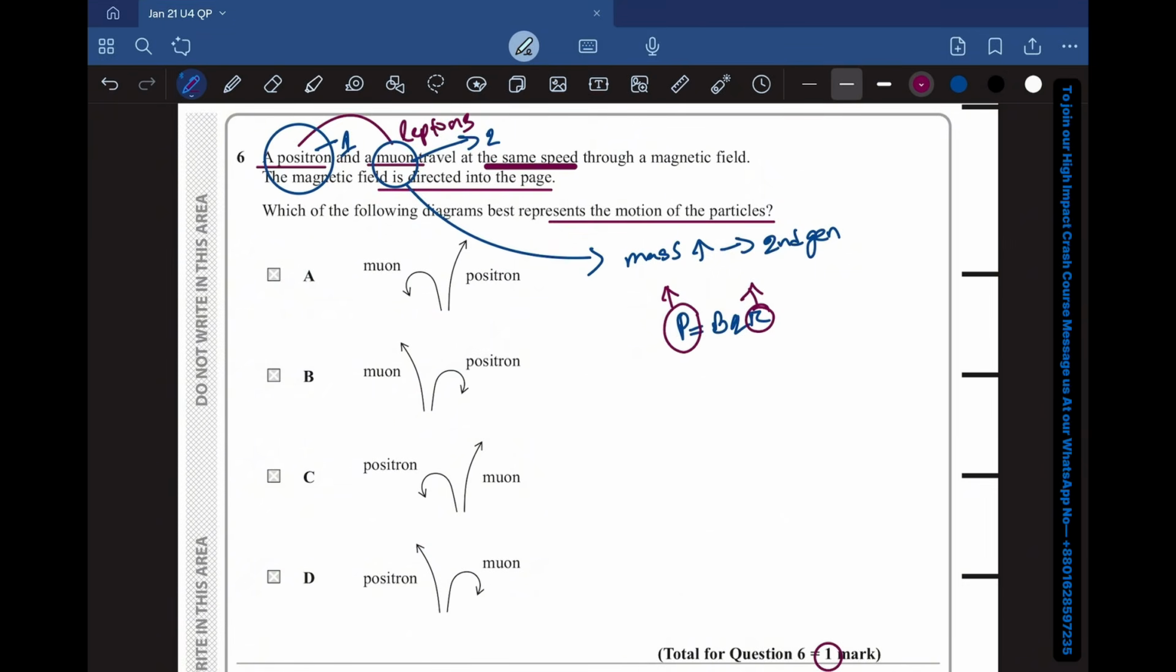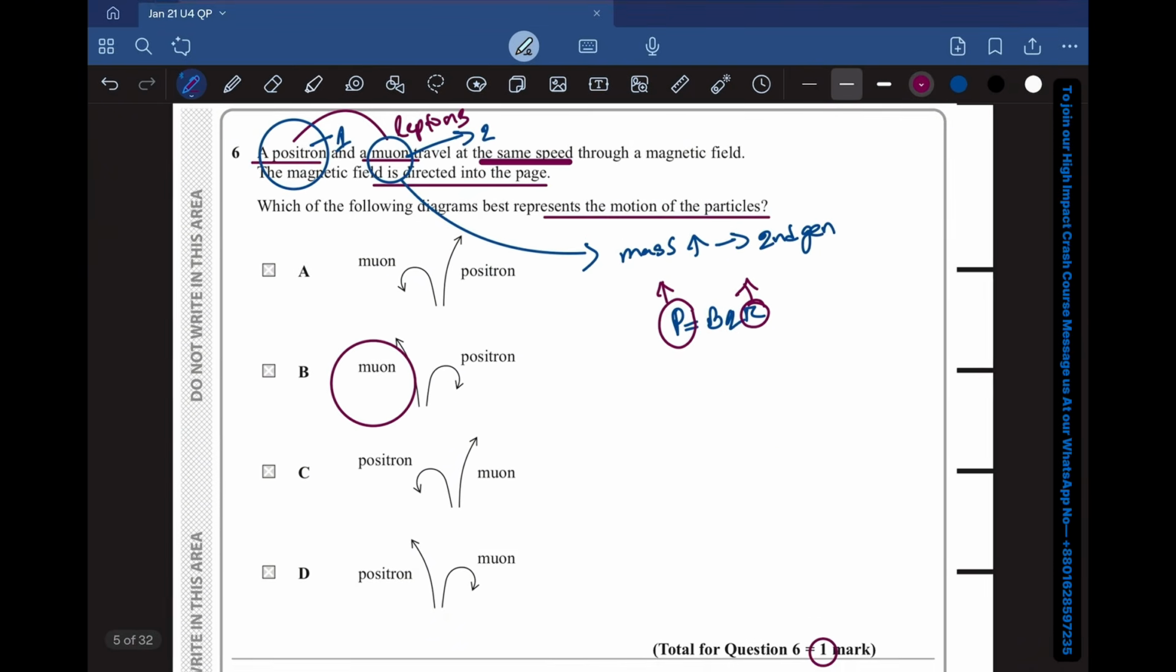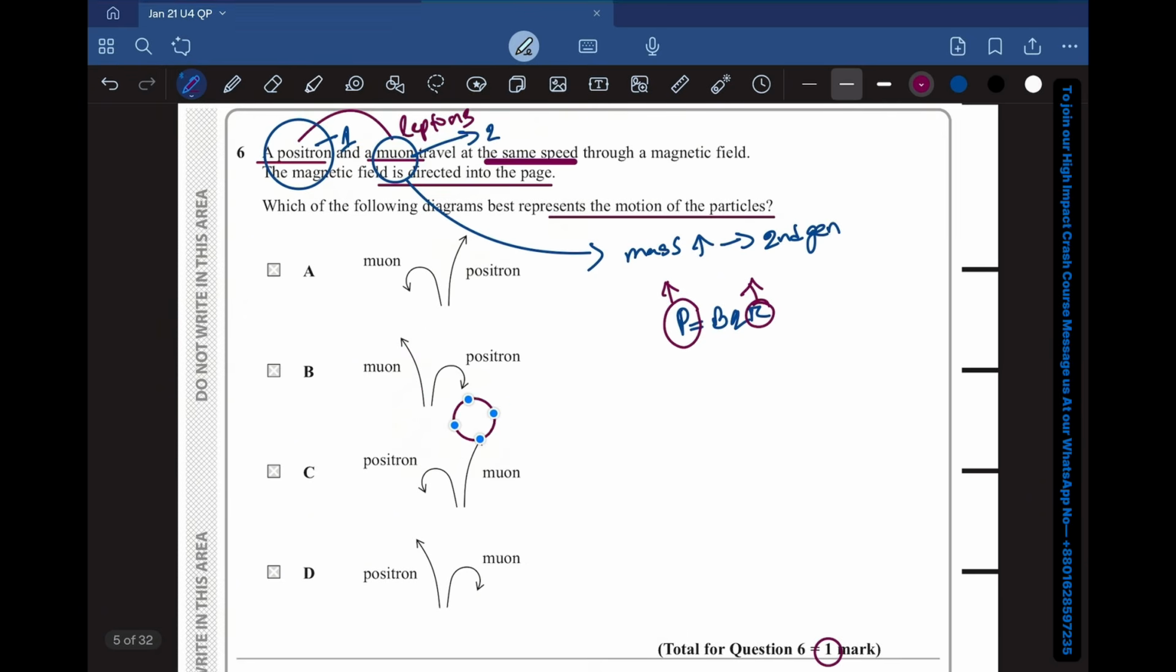Now we can see in part B, the muon does have a greater radius of curvature, as its radius of curvature is like this, which is big, right? Whereas the positron's radius of curvature is small. It is way smaller. It is like this, right?